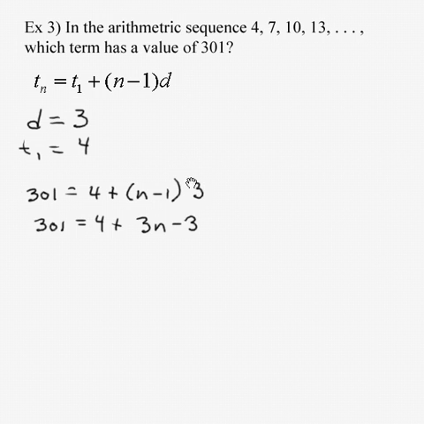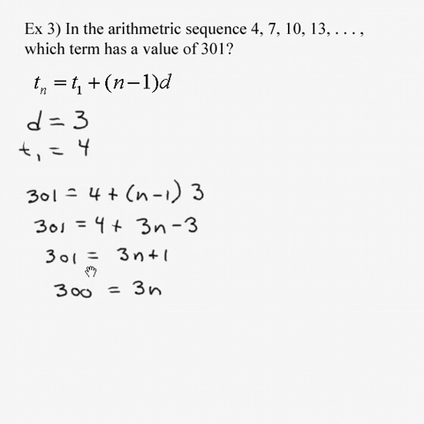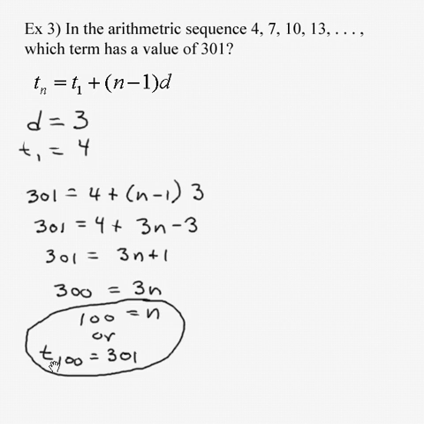So let's distribute out that 3. So that's 3n minus 3. Let's simplify. 4 minus 3 is 1. Let's get n by itself by undoing addition by 1. Let's subtract. So 300 is 3n. Divide everything in sight by 3. And n is 100. So what we're saying is that the 100th term is 301.